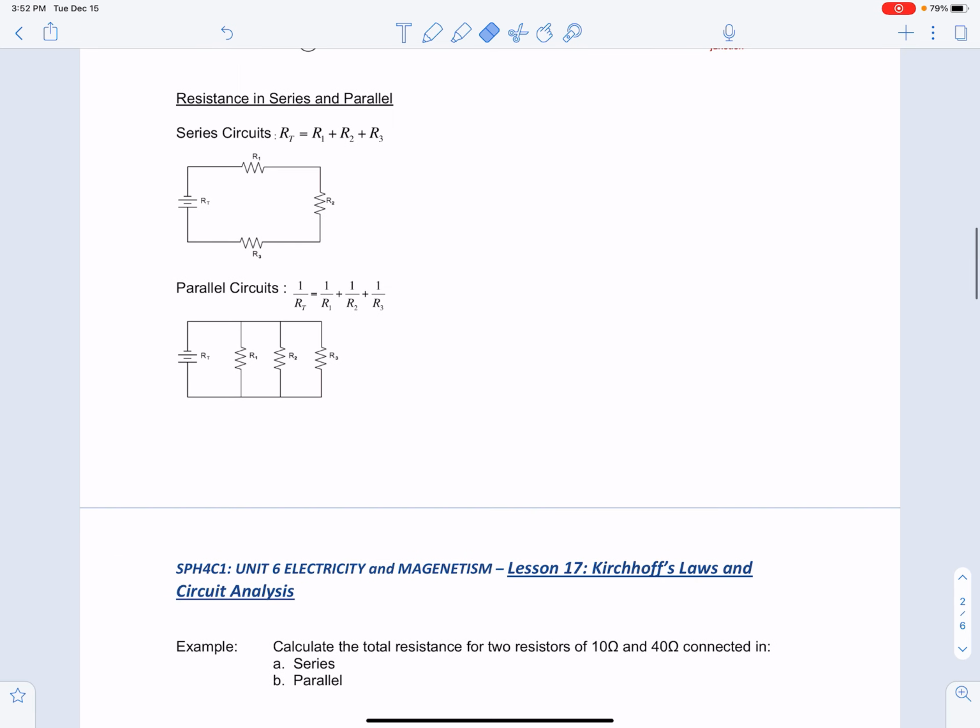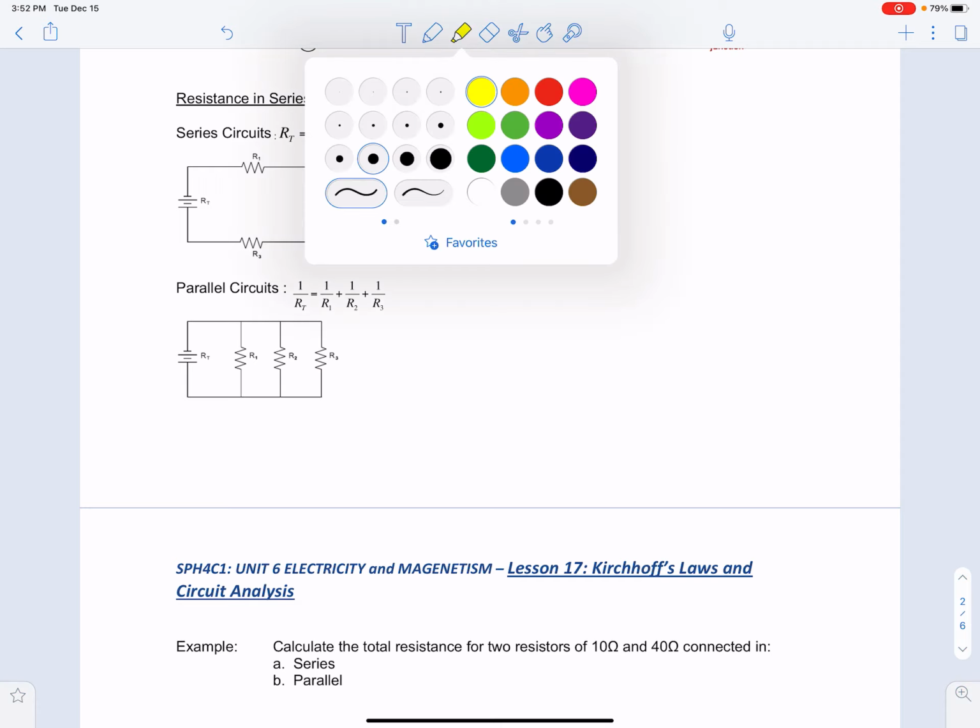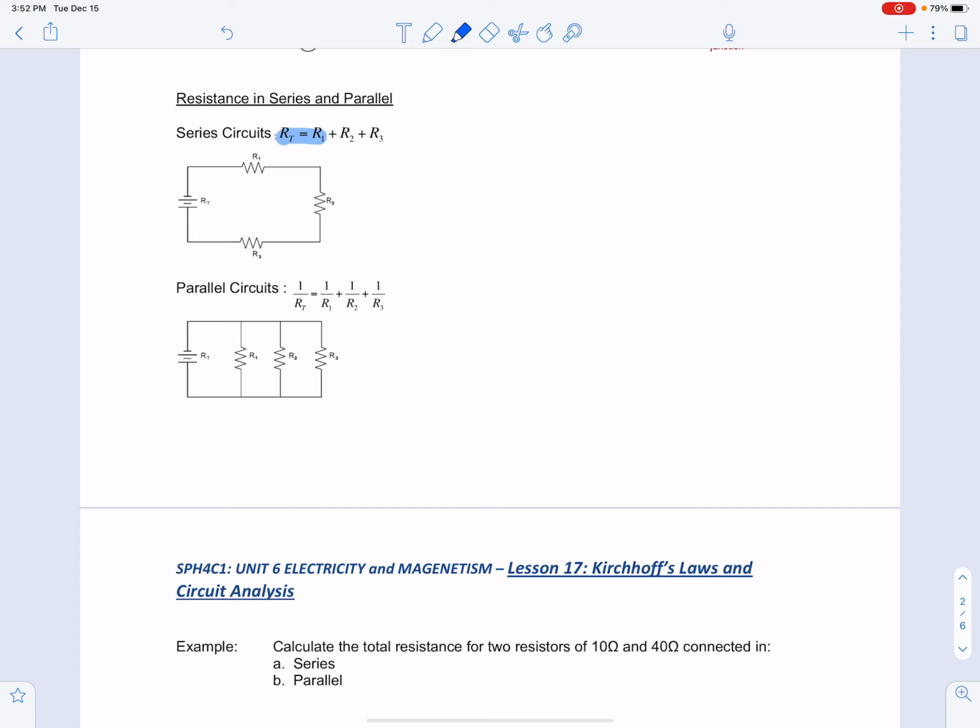Next we have a set of rules for resistance in series and in parallel. So in series, the total resistance is equal to the sum of the individual resistances. So RT is equal to R1 plus R2 plus R3. For parallel circuits, this one's a little trickier. And the equation to calculate the total resistance is 1 over RT is equal to 1 over R1 plus 1 over R2 plus 1 over R3, or however many resistors you have in the circuit. To best practice this, we're going to try an example.